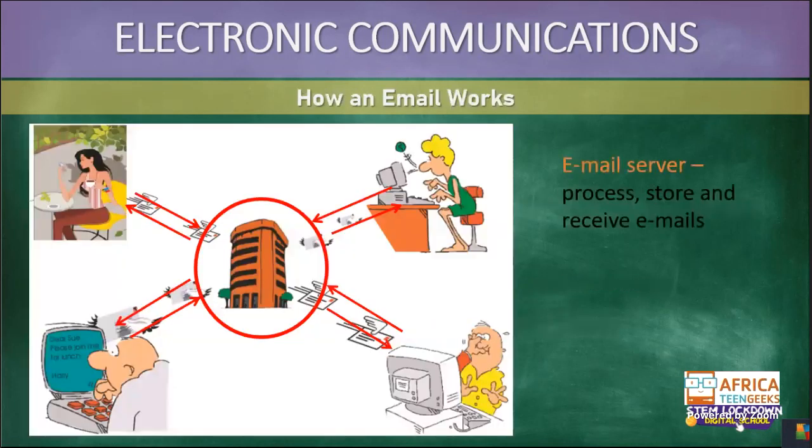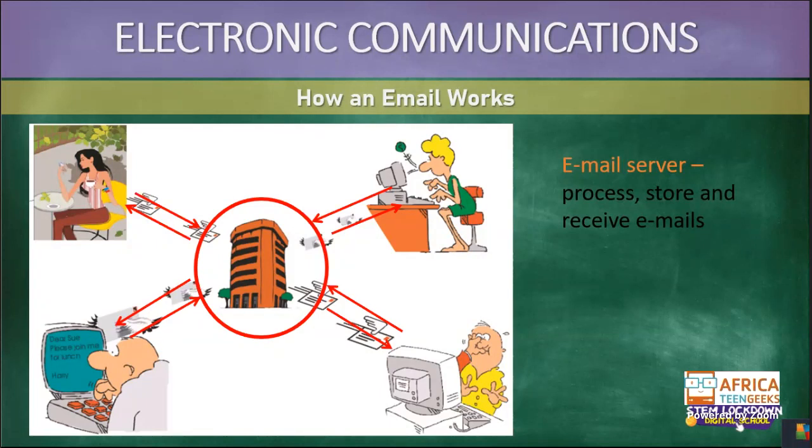And then how does the email work? Central to all the communication that is taking place, there is the email server, which processes, stores, and receives email. So if we have 1, 2, 3, 4 users and they want to communicate, right? The user types in the email address, and then it goes to the server, and then the server determines to whom the email is going to be sent. So if this is A, this is B, and this is C, and this is D.